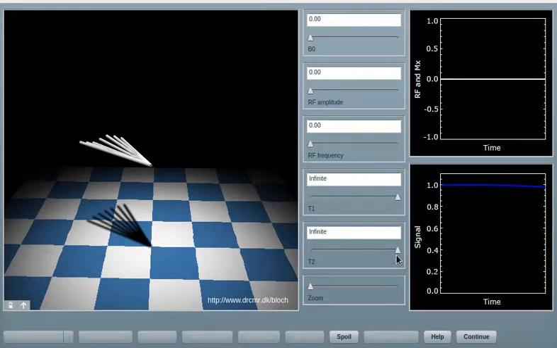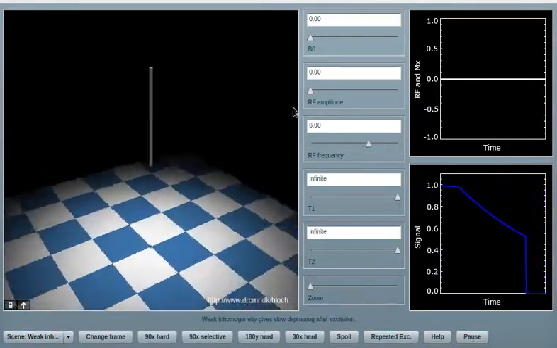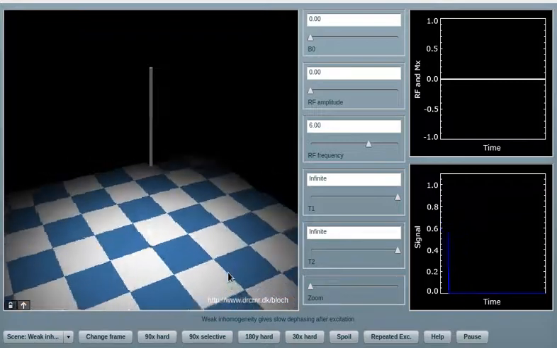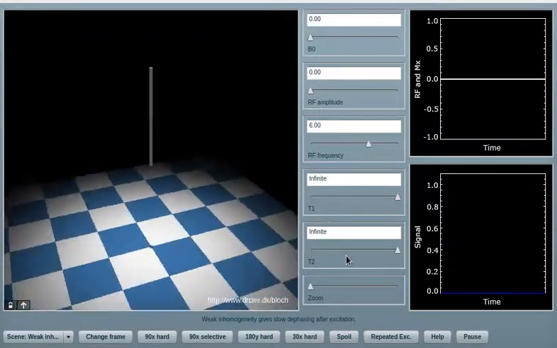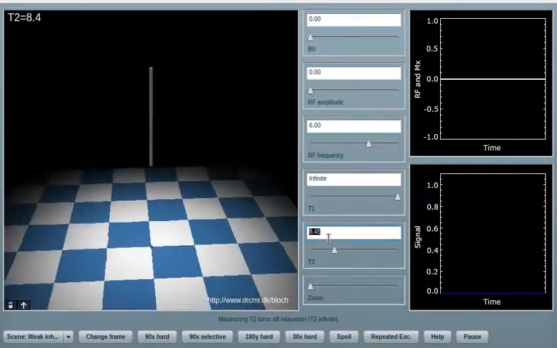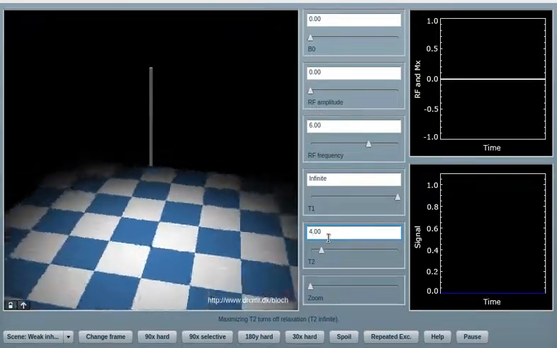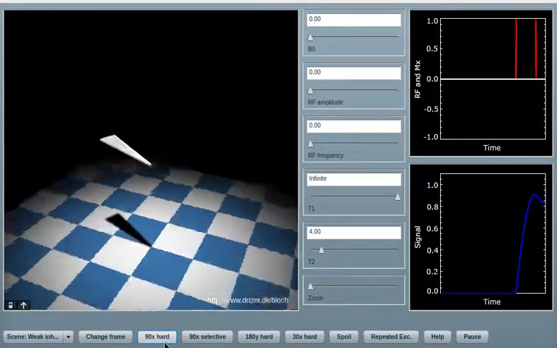So if we move the T2 down from infinity to a small number, say 4 seconds, we can rerun this experiment. If you notice, T1 is still infinite. And now we still have T2 star. We can't get rid of T2 star. But okay, let's say 4 seconds. We've changed the time for T2 from infinite to 4 seconds. And we put our 90-degree pulse there.